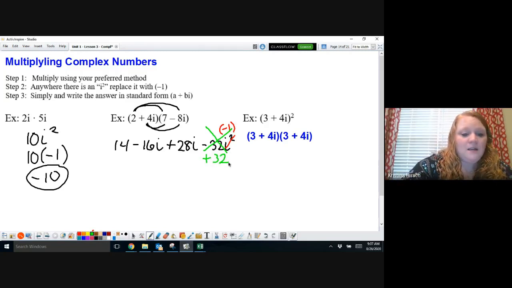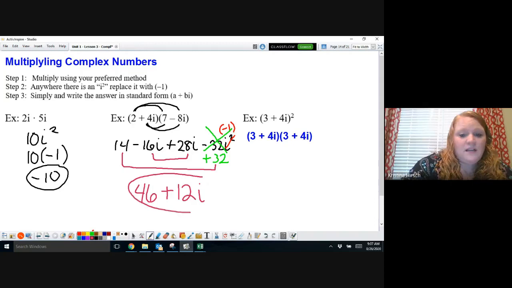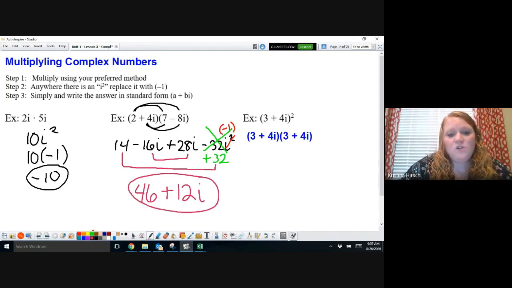So now I'm ready to combine my like terms. So when I combine my like terms, I have a 14 and a 32. That gives me 46. And then I have a negative 16i and a positive 28i. And that gives me a positive 12i. All right, again, just make sure that you're putting things in standard form. So if you put 12i plus 46, then it would not be in standard form. So make sure that you have your order correct.